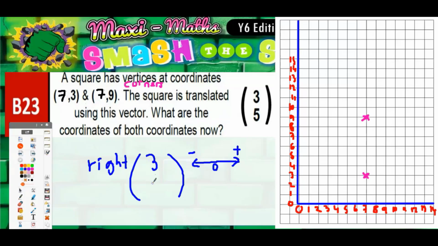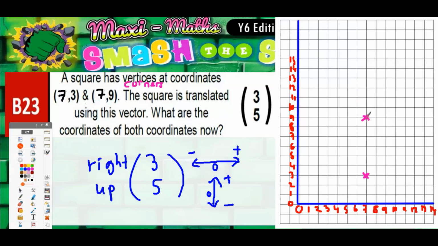The bottom number tells you whether to go up or down. And again, like a thermometer, positive numbers go up above 0 and negative numbers go down below 0. So because this is positive 5, that means we're going 5 up. So we are basically going 3 to the right and 5 up. If you were doing this by drawing it, that's exactly what you do to each coordinate: move it 3 squares right, 5 squares up.